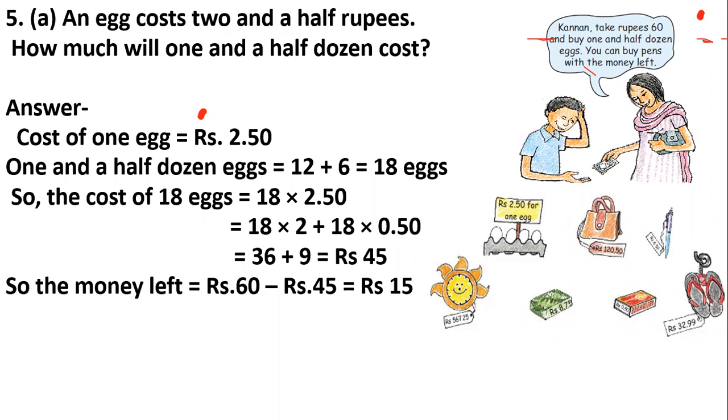Conversion of paise into rupees. So total cost of 18 eggs is 45 rupees. She is having 60 rupees with her. She will get 15 rupees back. The detailed calculation I mentioned there. Don't write. I will send this. You can copy afterwards.